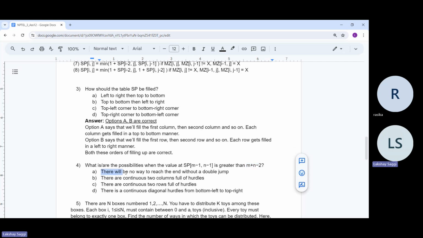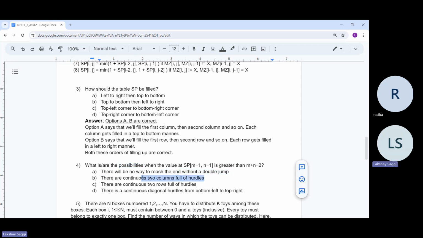So there will be no way to reach the end without a double jump. Double jump means jumping over two hurdles at once. And this is sort of true because there will be no way to reach. Suppose there can be a case that if we are allowed to use double jump, then we could have reached, but otherwise we could not reach. That's why it is one of the possibilities.